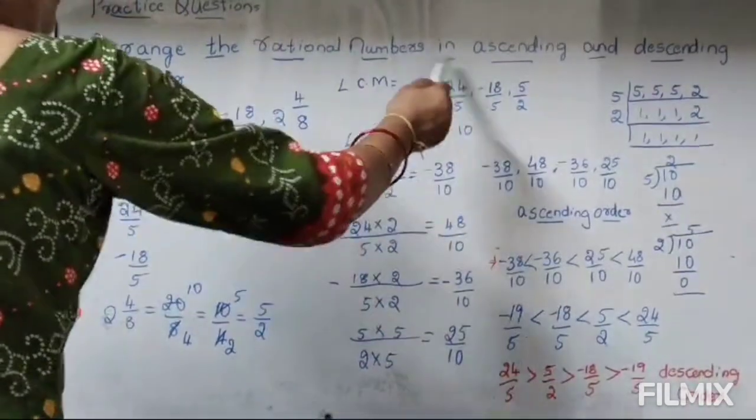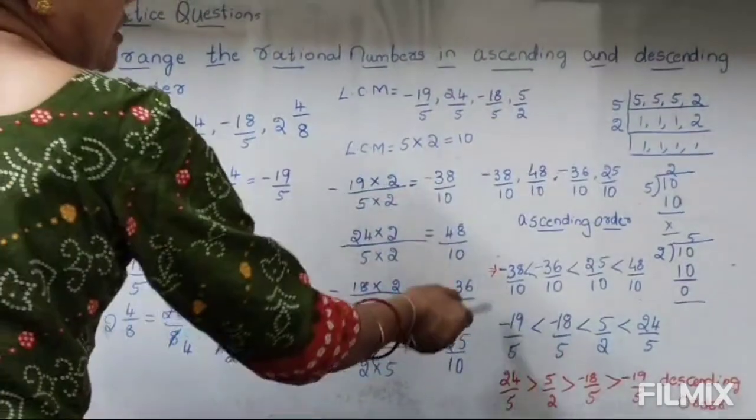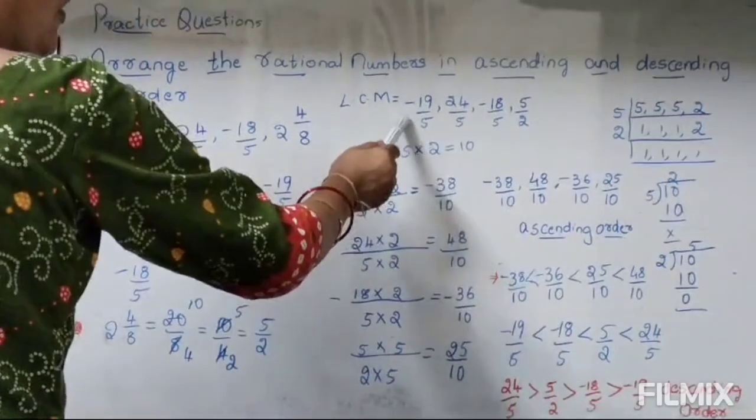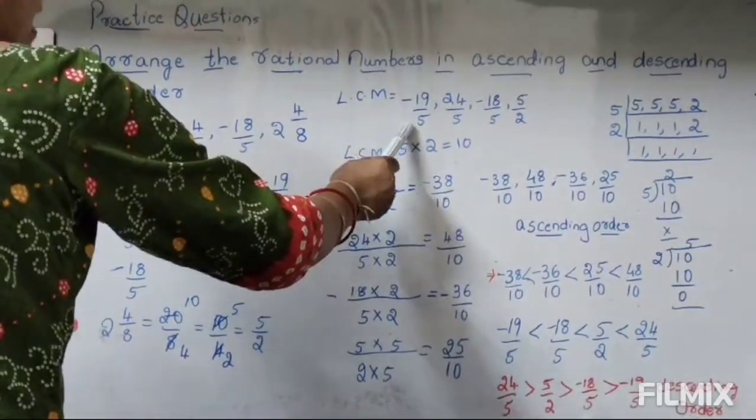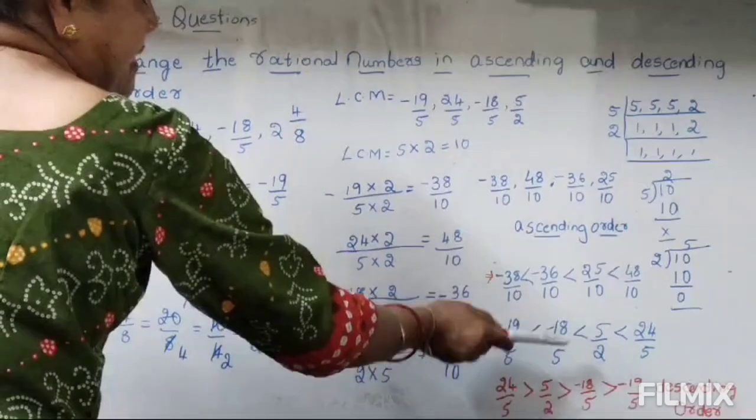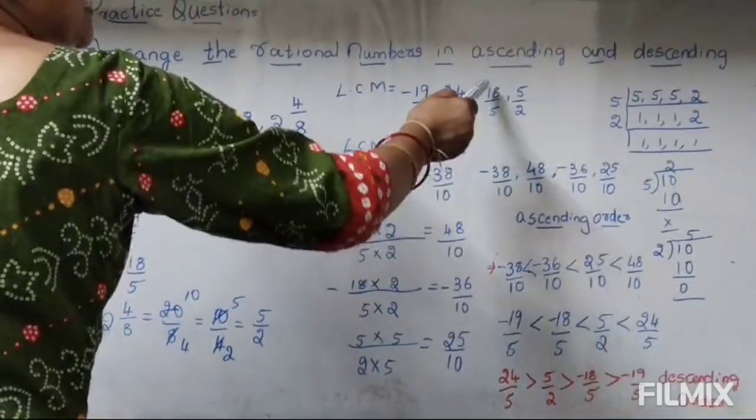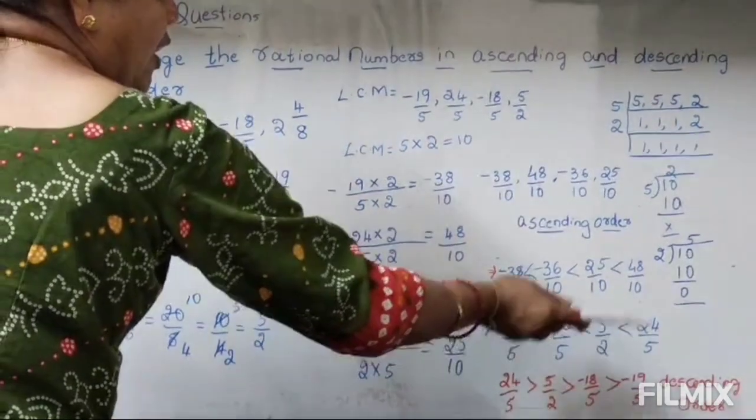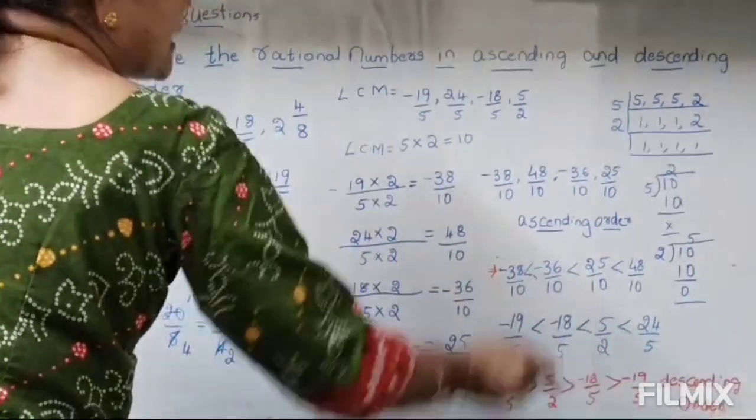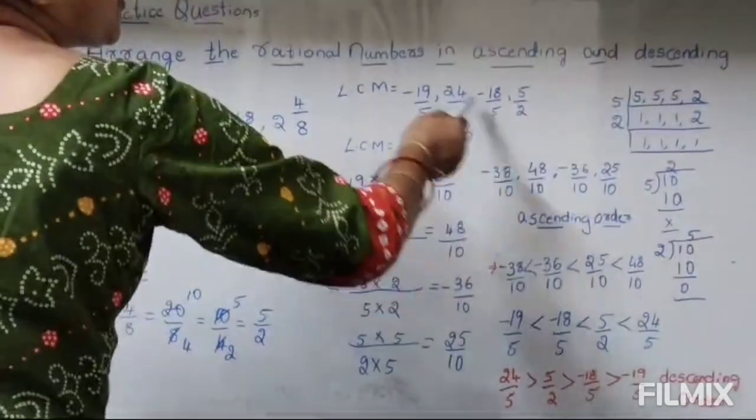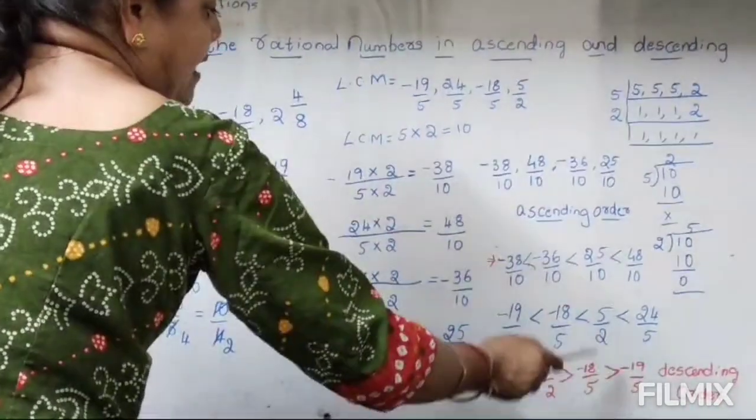You can take this one now. Okay. So, for minus 38 by 10, you got minus 19 by 5, which is less than, for 36 by 10, which is nothing but minus 18 by 5. For 25 by 10, it is 5 by 2. For 48 by 10, it is 24 by 5.